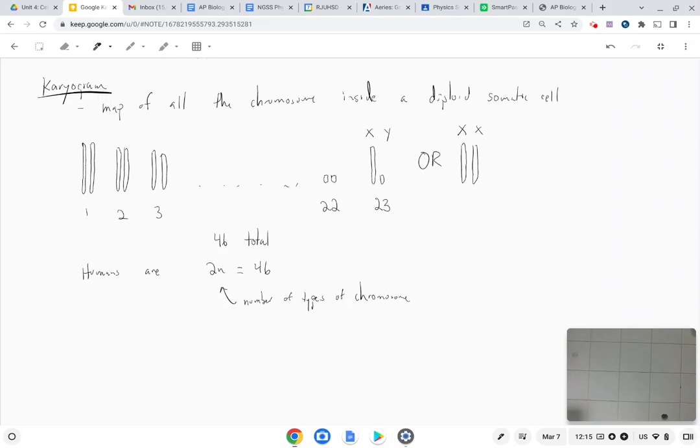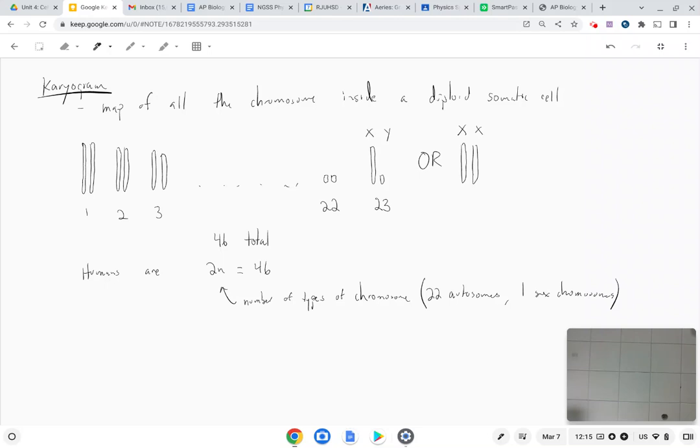Okay, but let's break that down. It means we have 22 autosomes and 1 sex chromosome. Now, an autosome is just what is referred to as a regular chromosome, right? It just doesn't have any sex determining genes on it. So we've got 22 autosomes, 1 sex chromosome, that adds up to 23.